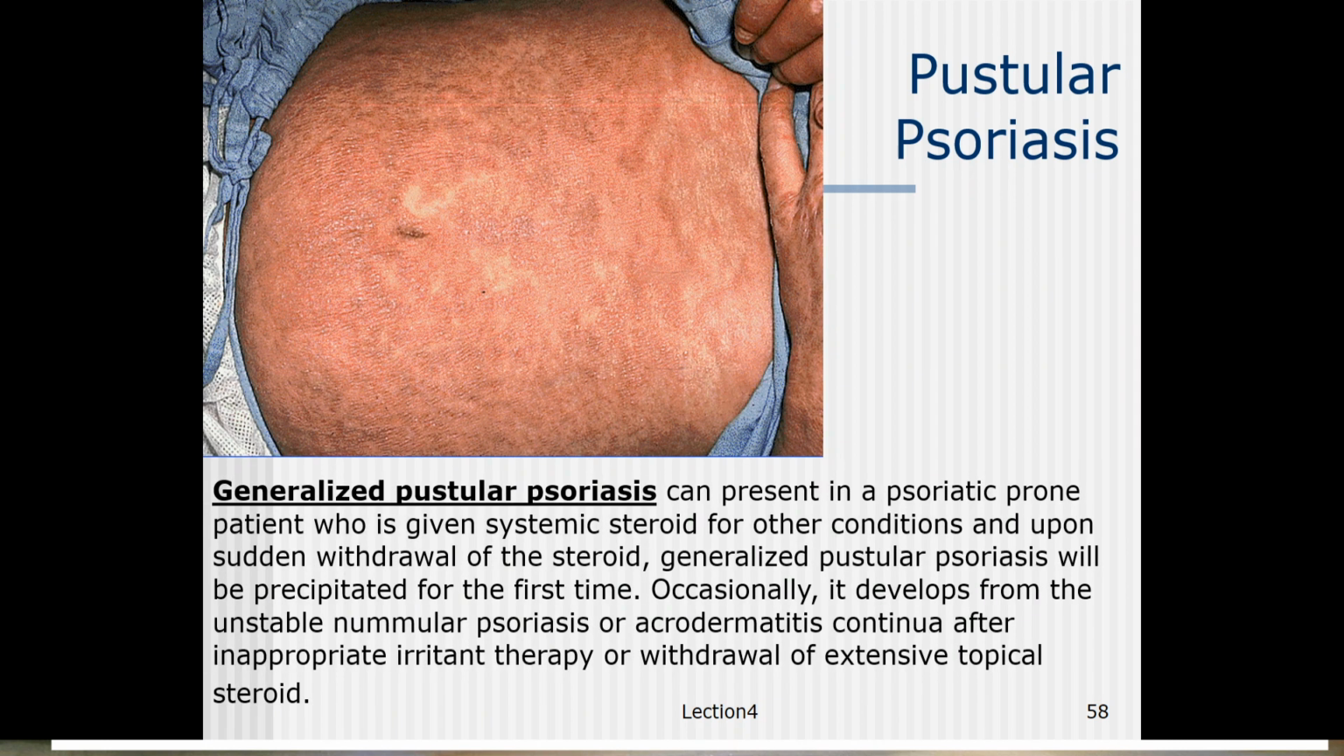Pustular psoriasis. Generalized pustular psoriasis can present in a psoriasis-prone patient who is given systemic steroids for another condition, and upon sudden withdrawal of the steroid, generalized pustular psoriasis will present for the first time. Occasionally, it develops from unstable nummular psoriasis or acrodermatitis continua after inappropriate irritant therapy or withdrawal of extensive topical steroid.